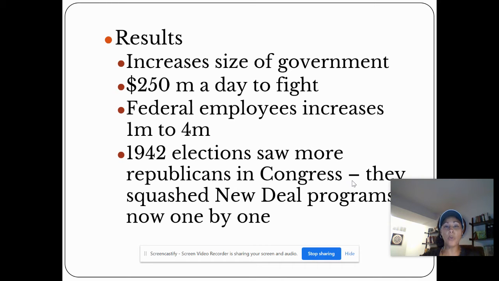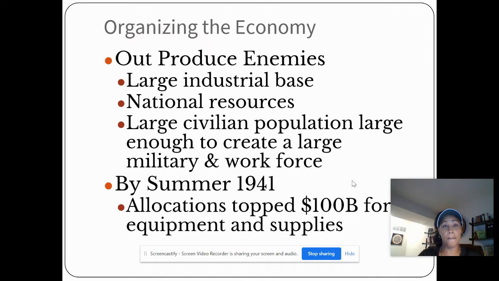The 1942 election saw more Republicans in Congress. They squashed the New Deal programs one by one, meaning that basically one by one they were getting rid of those programs. And you see that throughout our political process now. If you go back to the 90s, 80s, even the last 10 years, you can see how one president comes in, gets rid of the programs that the one before has created, and then they take things in a whole different direction. So that happens all the time.